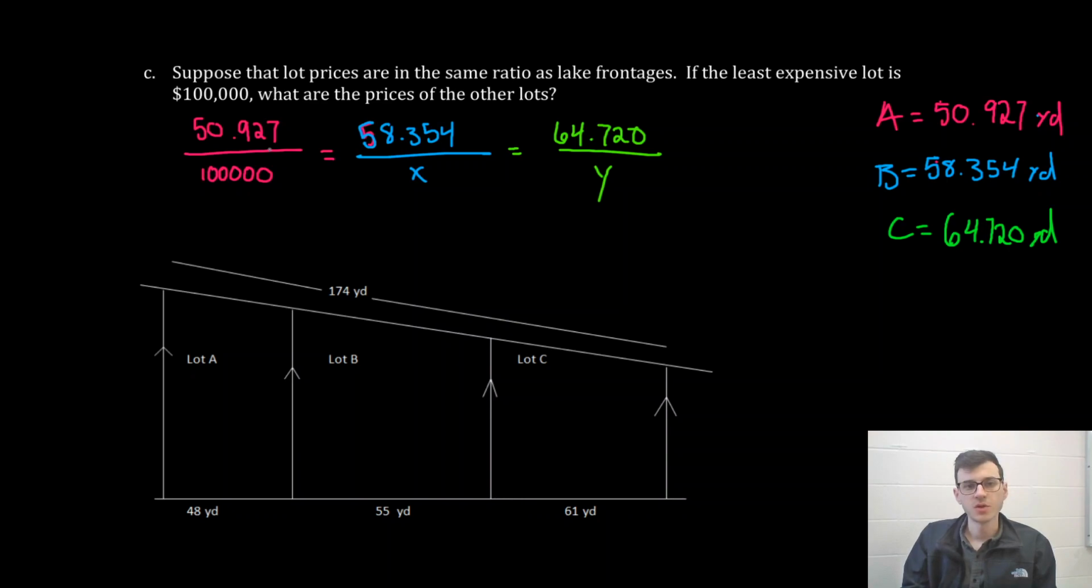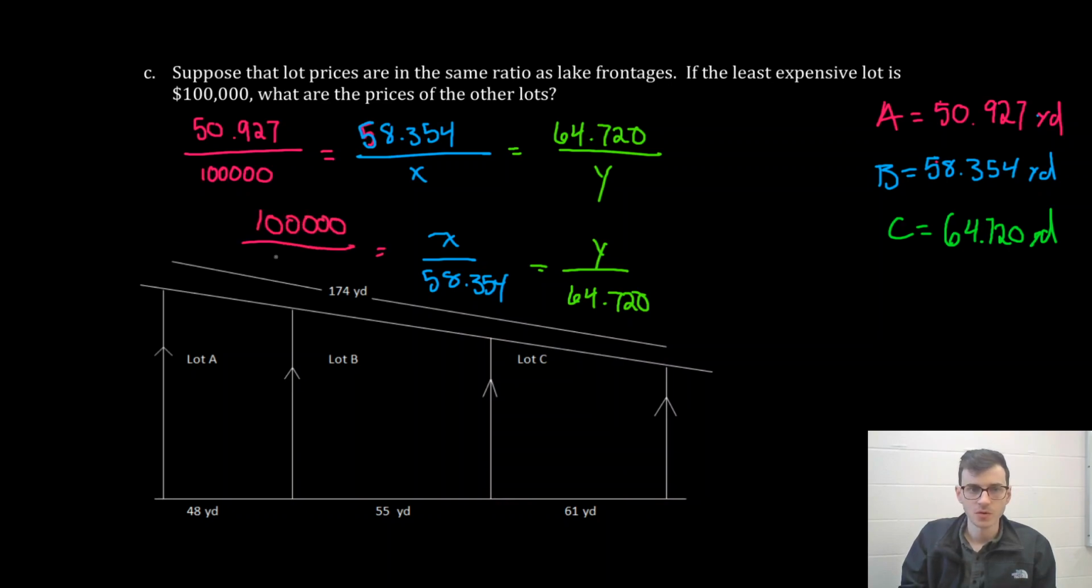So we have to take this ratio. What if we did this instead? Maybe make it easier on ourselves. What if I did Y over 64.720, that's X over 58.354, which would be 100,000 over 50.927. Wow, that's so much easier. We can just flip them. It's still the same. I just flipped my numerator and my denominator. And now I can divide and then multiply. And that makes my life just so beautiful.